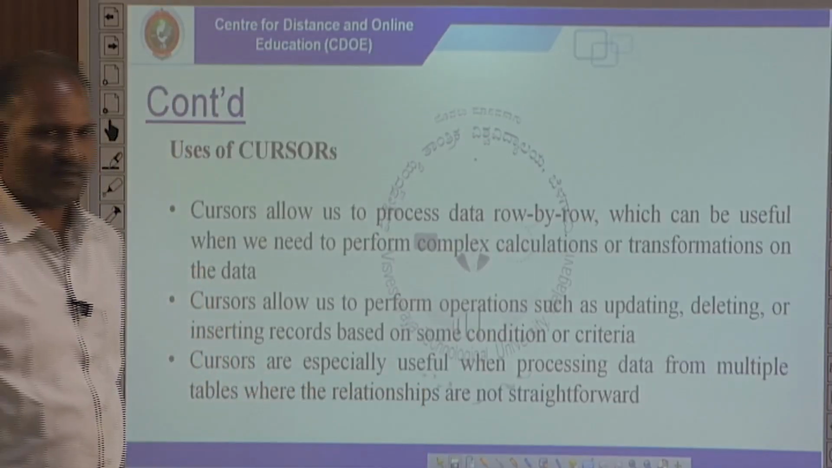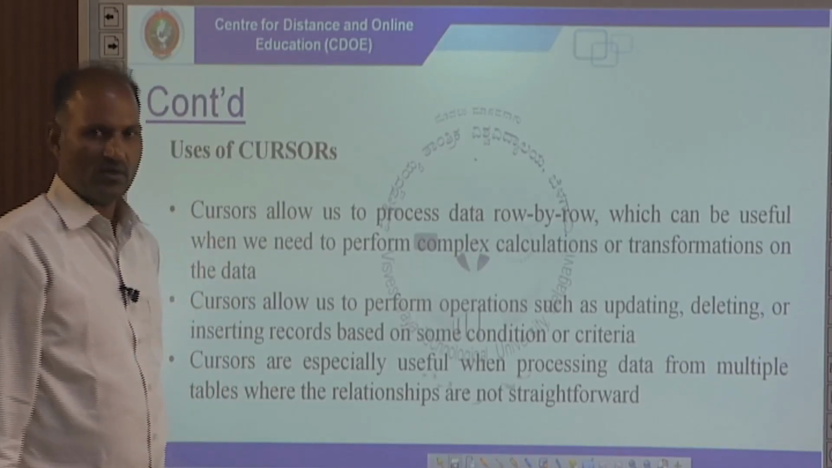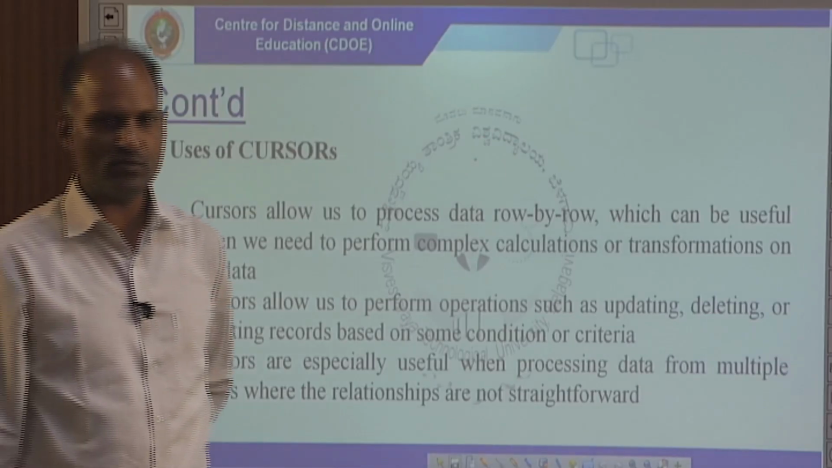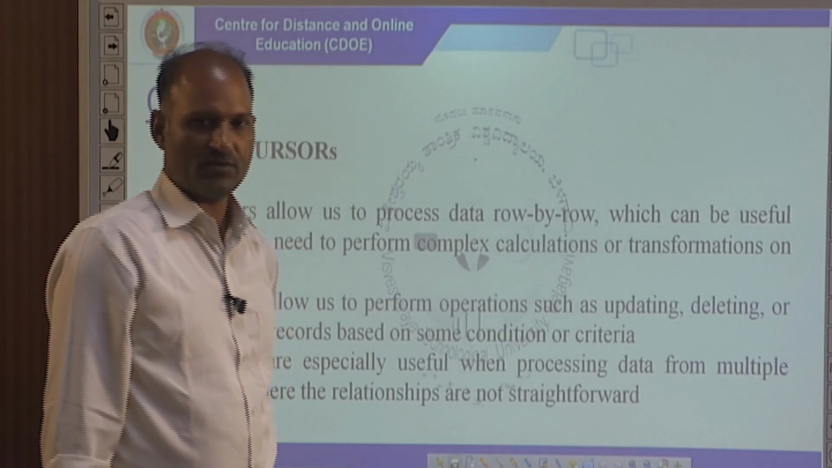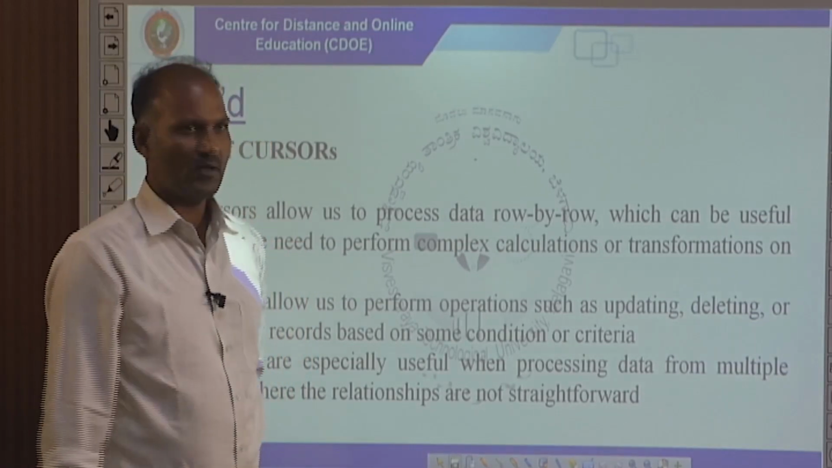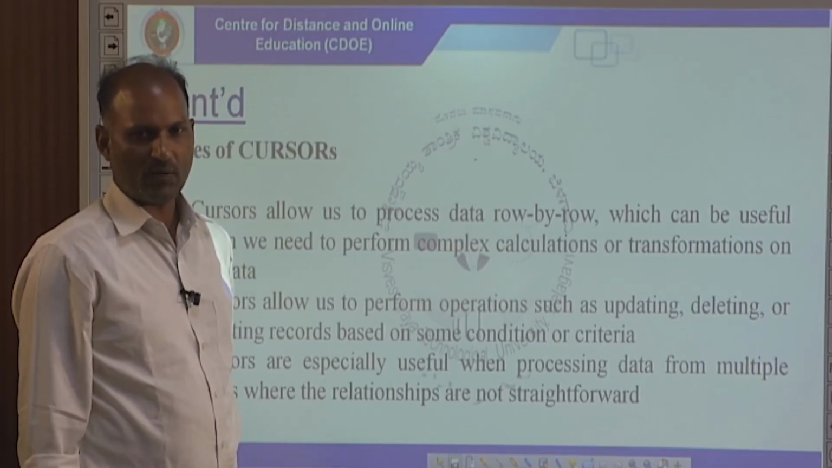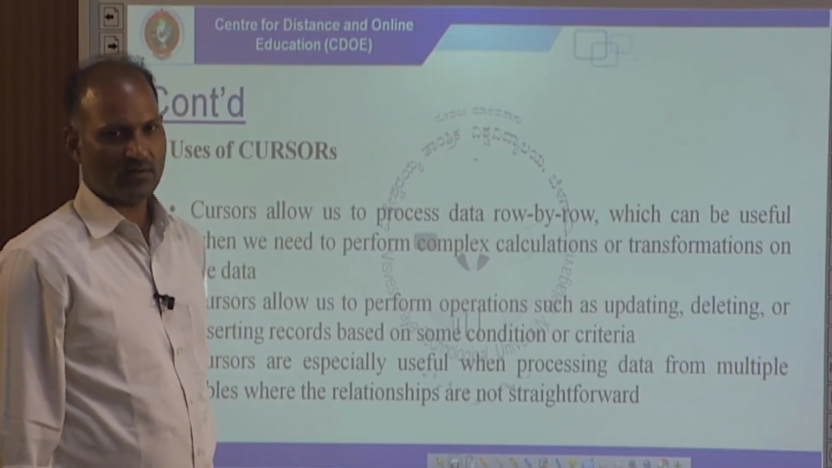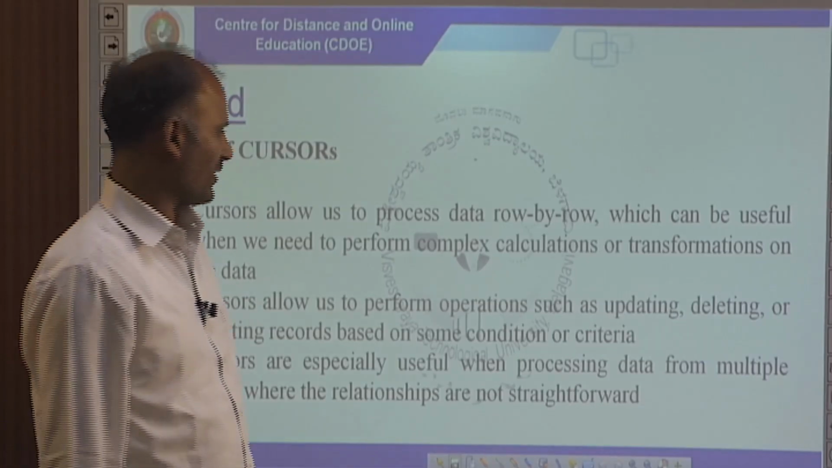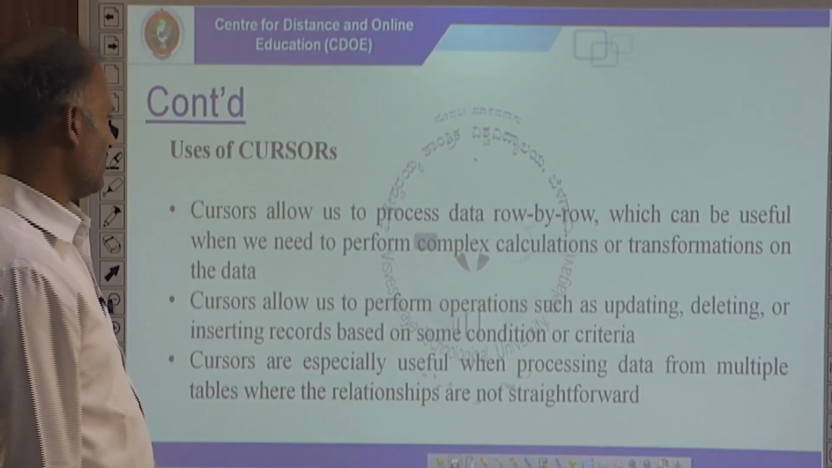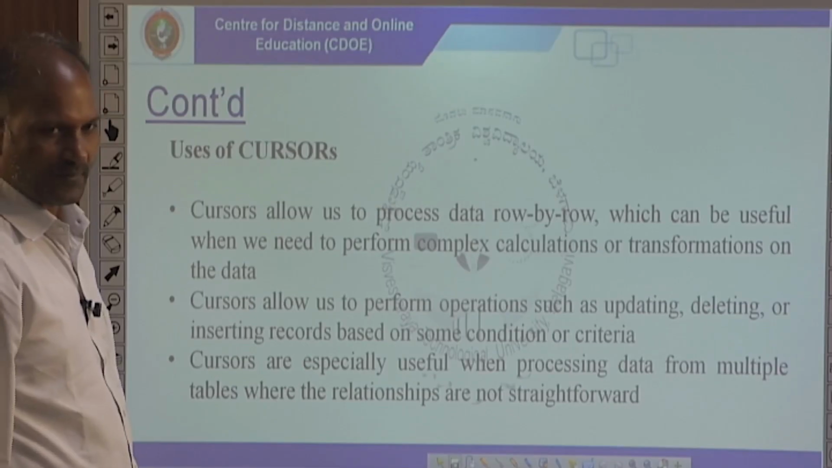Then what are the uses of cursor? The cursor allows us to process the data row by row, which can be useful when we need to perform complex calculations or transformations on the data. As I said, if you want to perform a couple of operations one by one, then we use the cursor. The cursor allows us to perform operations such as updating and inserting records based on some condition.